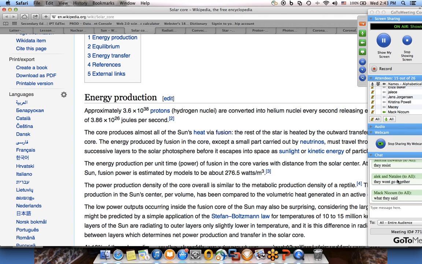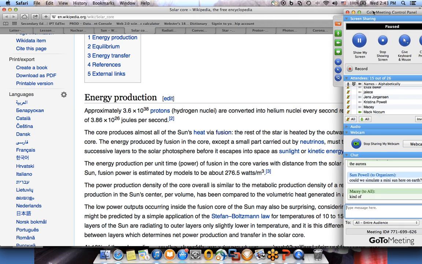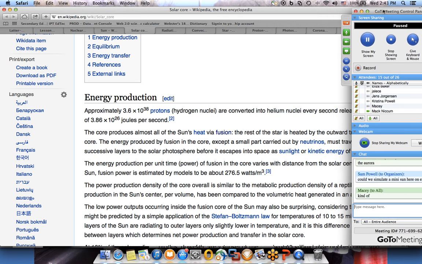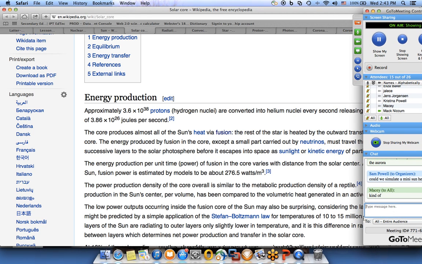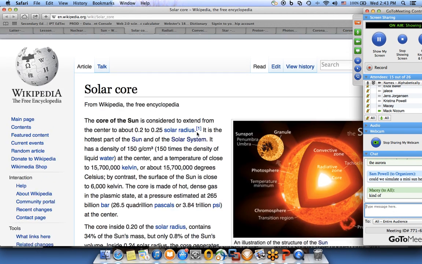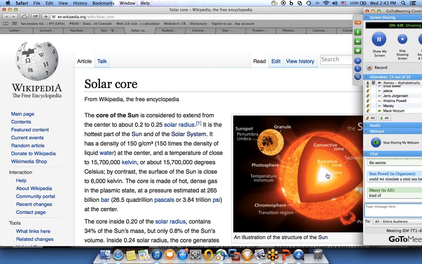Someone was asking, could we make something like the sun? Could we simulate a mini sun here on Earth? The problem that we have is that we don't have the mass of the sun. We cannot reach the temperatures at the core of the sun to sustain a nuclear fusion reaction like the sun does.